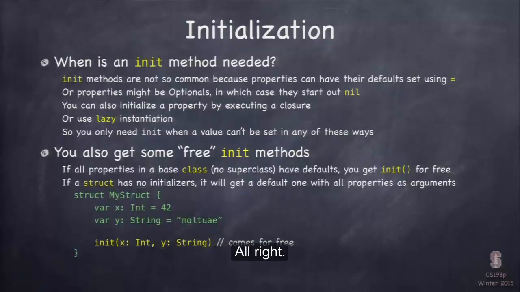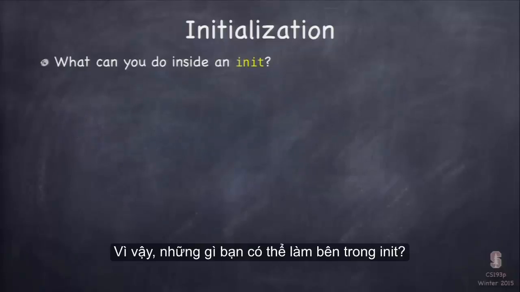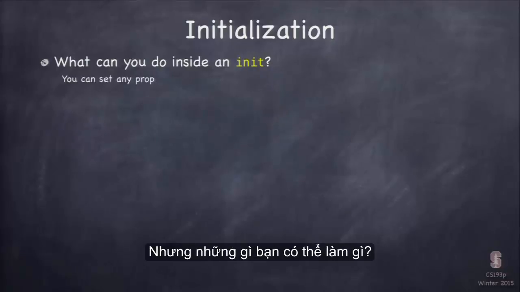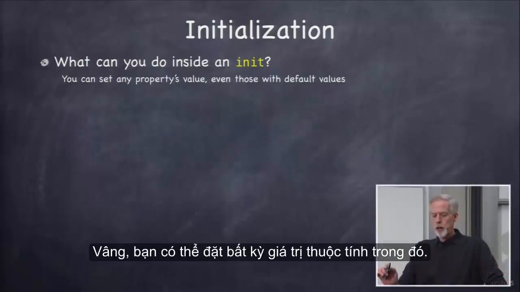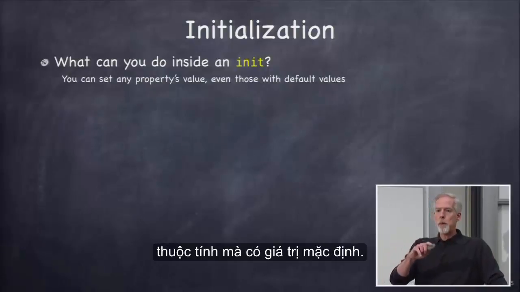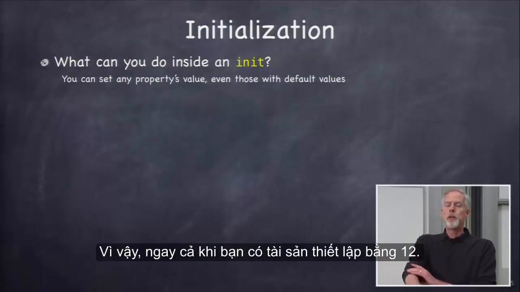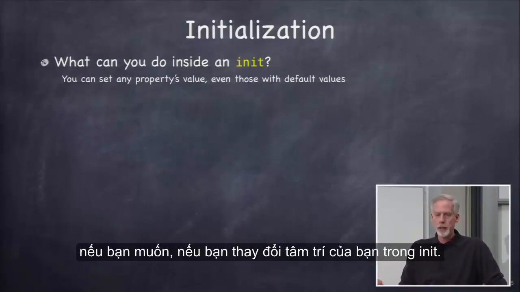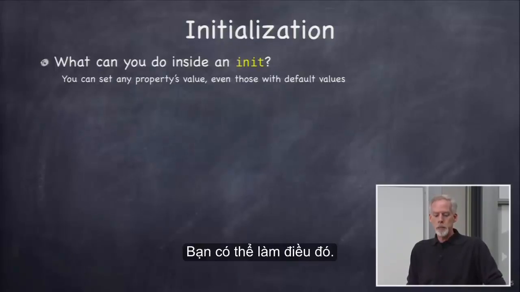All right, so what can you do inside of init? We saw what we did in CalculatorBrain: we initialized some stuff. But what can you do? Well, you can set any property's value in there. You can even set properties that have default values. So even if you have a property and you said equals 12, in your init you could reset that to something else if you changed your mind. You could do that.